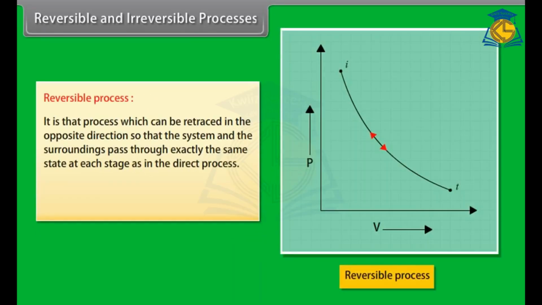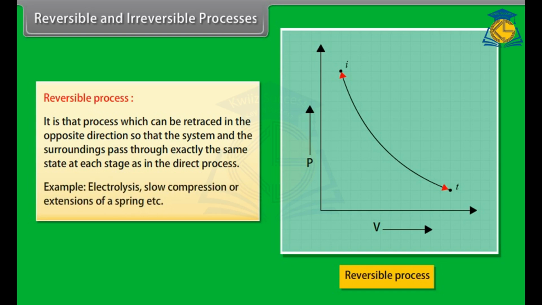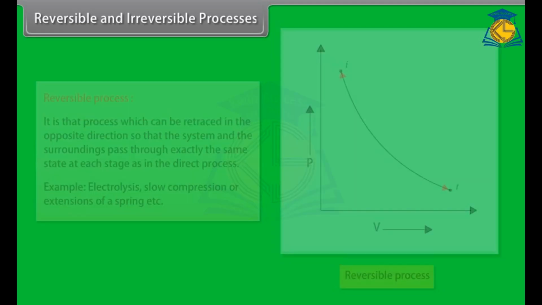Reversible and irreversible processes. Reversible process. It is the process which can be retraced in the opposite direction so that the system and the surroundings pass through exactly the same state at each stage as in the direct process. Electrolysis, slow compression or extension of a spring are examples of reversible process.